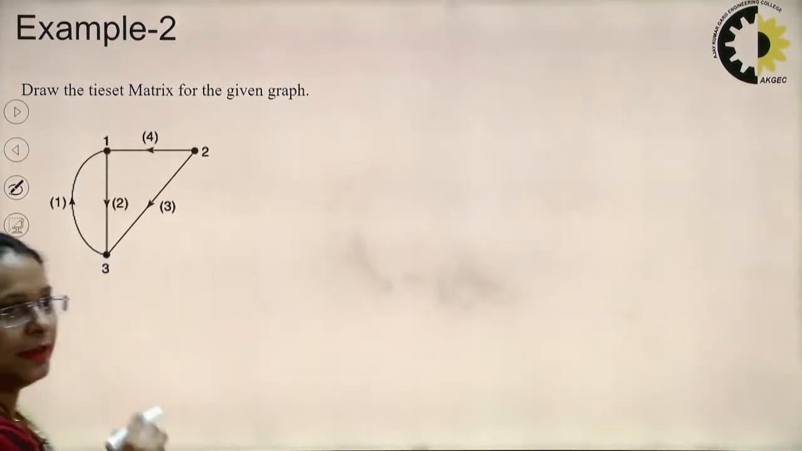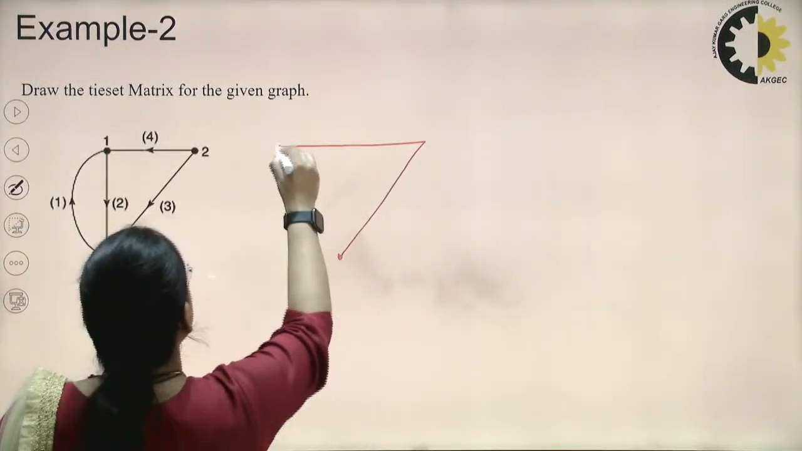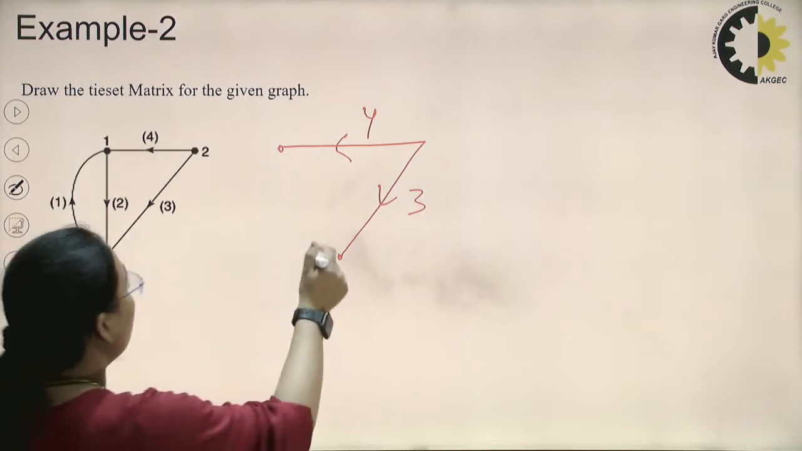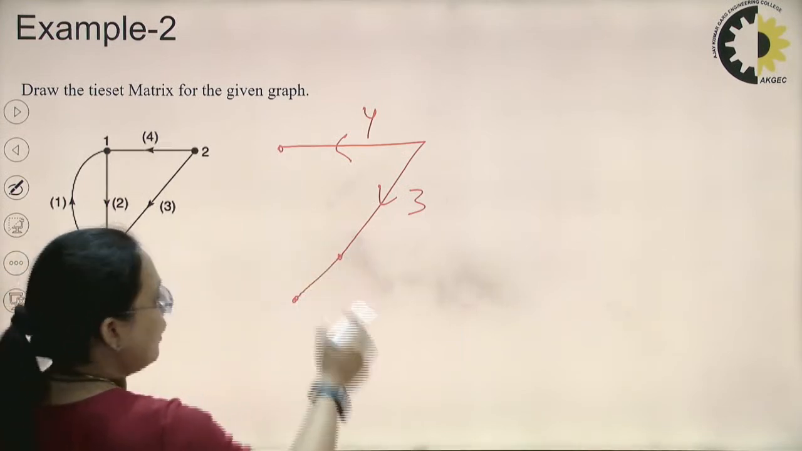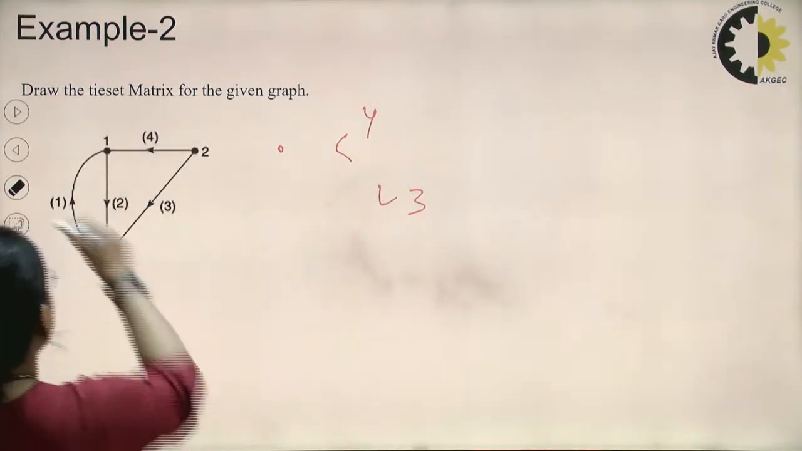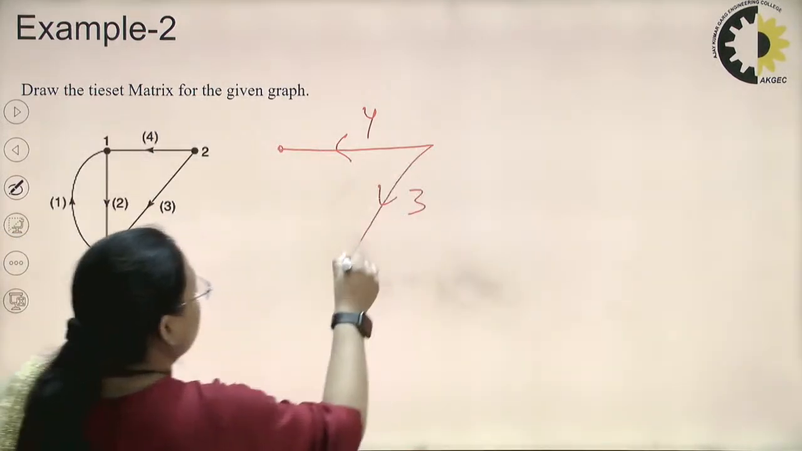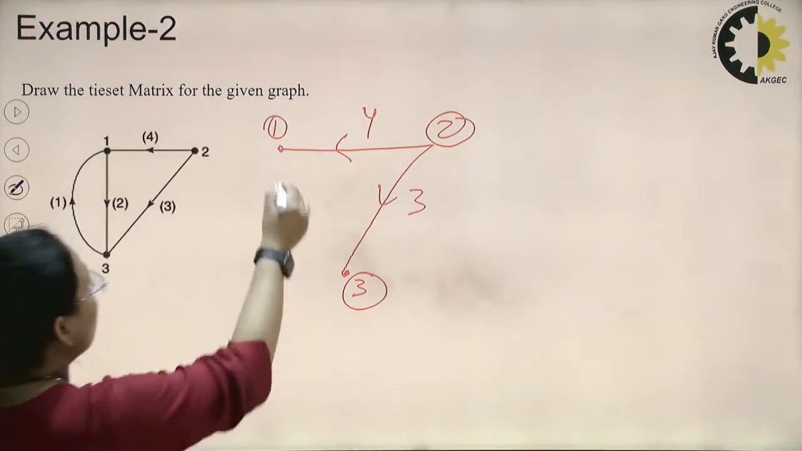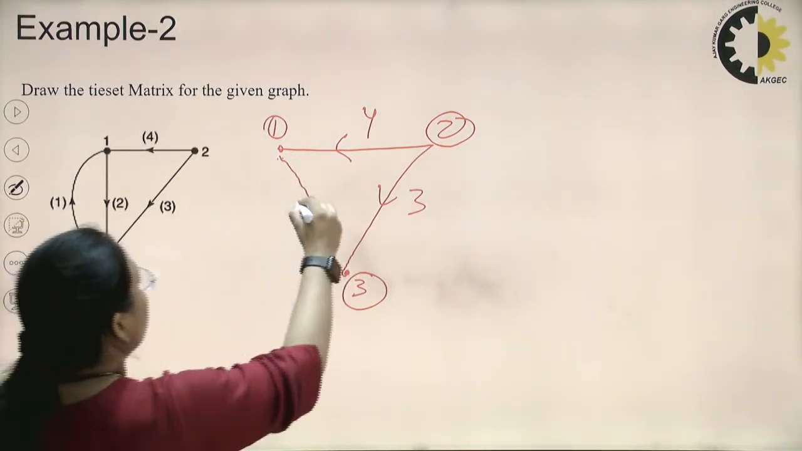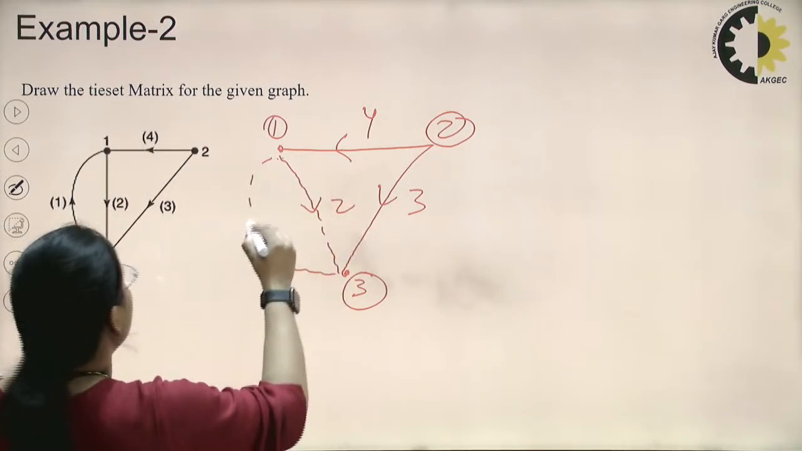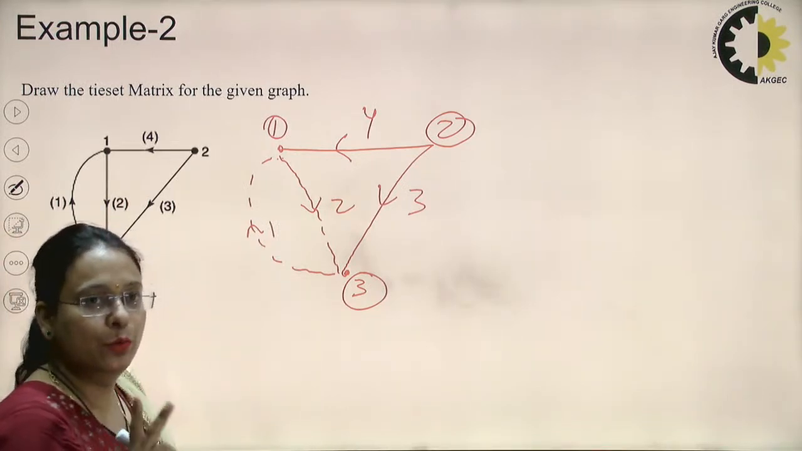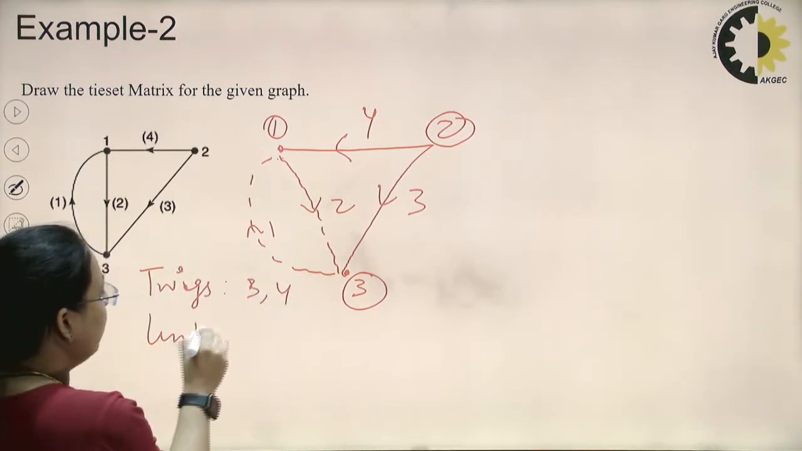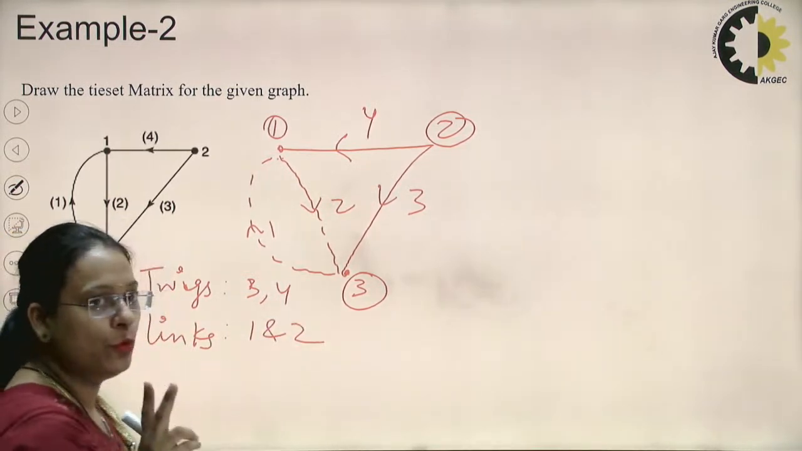I have to draw the Tieset matrix for this graph. So for this graph I'll select this tree, okay, branch number 4 and branch number 3. Now here we have 2 twigs, and there will be 2 links. So this node number 1 I used, this node 2 and 3, all nodes included. 4 and 3 I took as twigs, so branch number 2 here is a link, and branch number 1 is also a link. Now how many rows will my Tieset have? 2. Considering 1 once, what are the twigs here, 3 and 4, and what are the links, 1 and 2. So there will be 2 rows for the Tieset matrix.